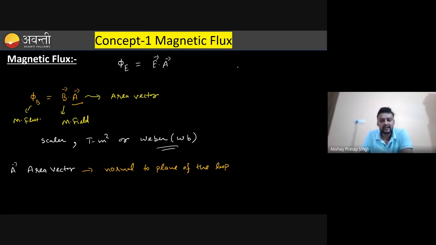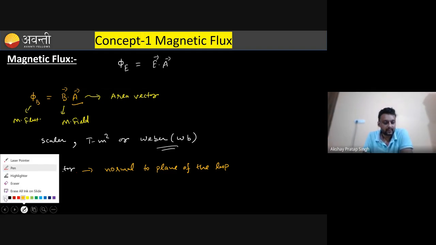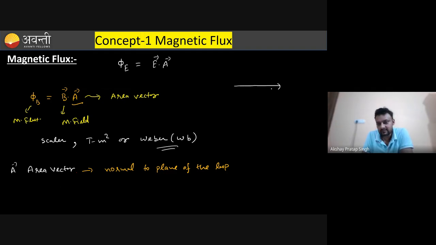So now let's take an example. For example, let's suppose this is our x, y, and z axis. Clear? These are our three axes. Now let's suppose there is a loop placed in the YZ plane, as you can see, this one. This is a loop like that. This loop, you can see, is placed in the YZ plane.